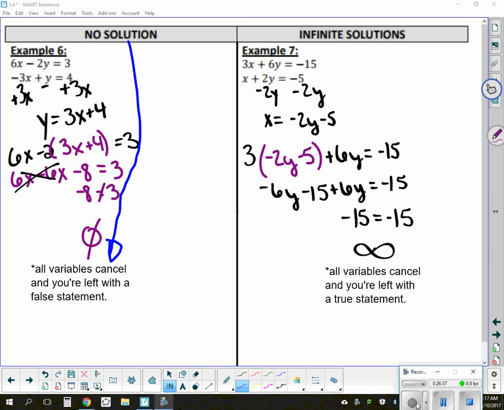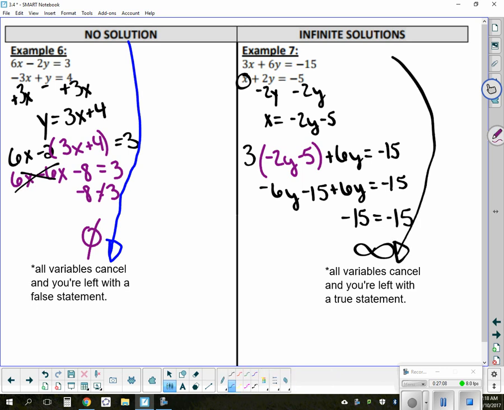Okay, check it out. Sort of the same thing happens as in no solution, but slightly different. So I chose to solve for this one. That would be the easiest variable to solve for, but of course it's not wrong if you solve for a different one. I substituted it in, and as I was solving, all of my variables canceled. Negative 6y plus 6y canceled, and what I was left with was a true statement. Negative 15 is equal to negative 15. That makes it infinite solutions. So anytime you have all variables cancel and you're left with a true statement versus a false statement, true gives you infinite solutions, false statement gives you no solution.